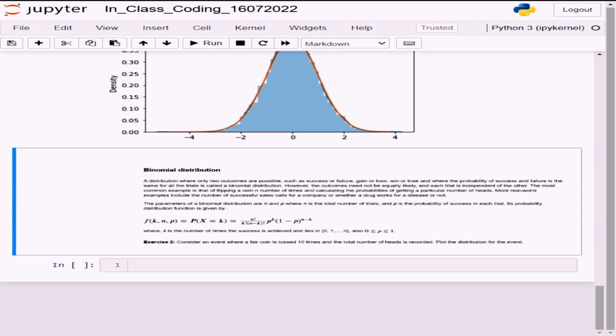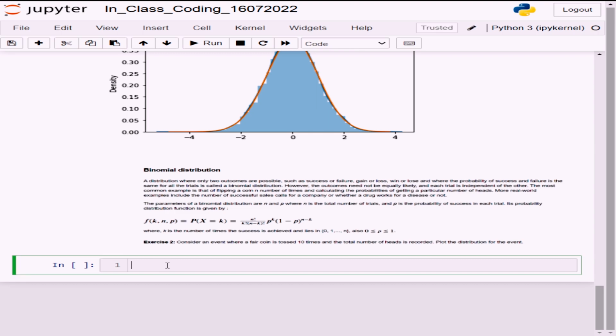Now, let's try to code this. Let's try to visualize how it's going to look. So let me define the p value. P is equal to how much? It is 1 by 2. Let's say 50%.